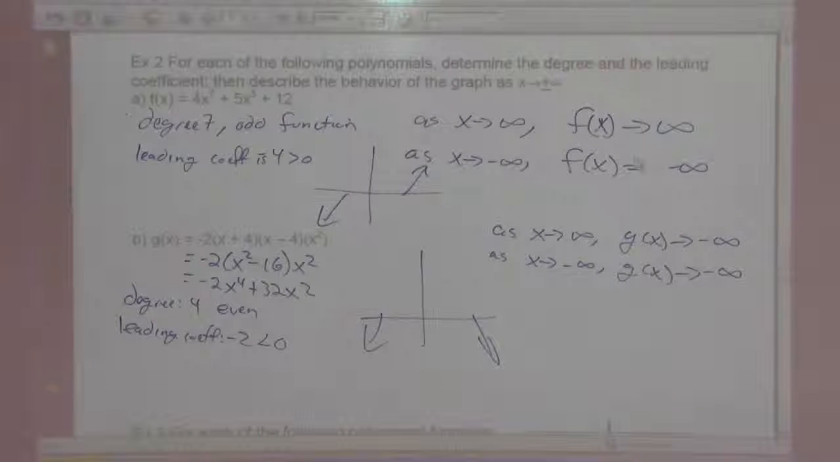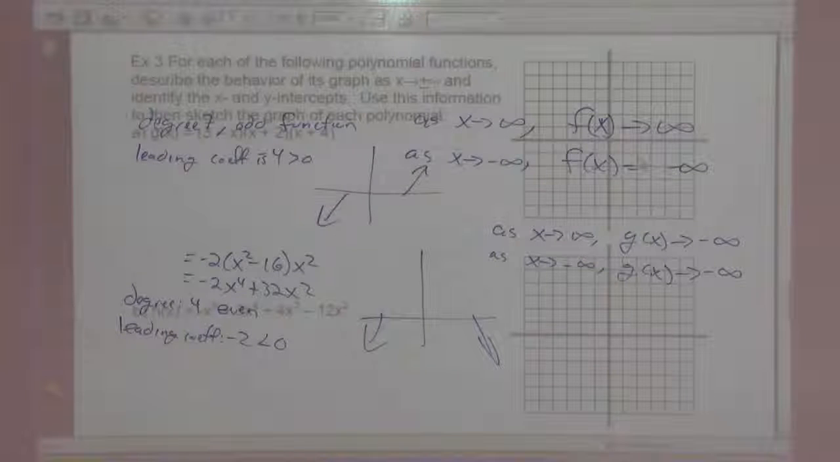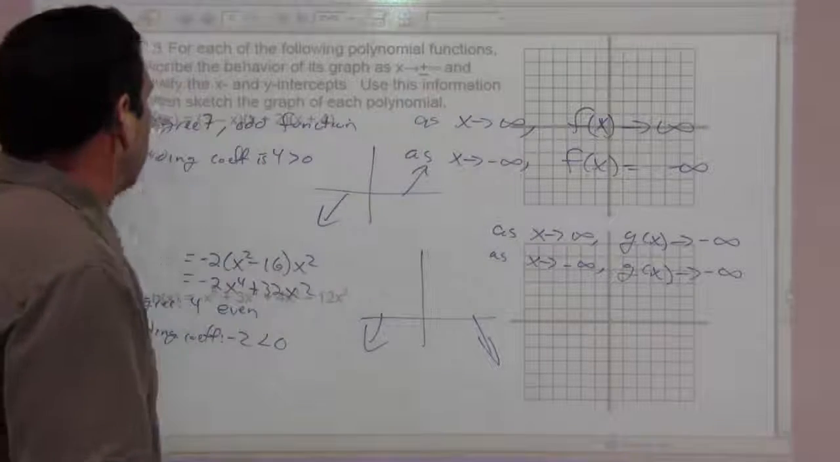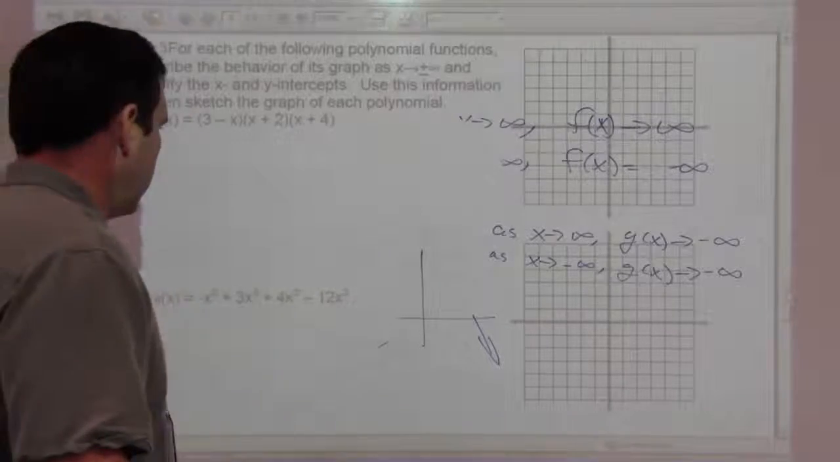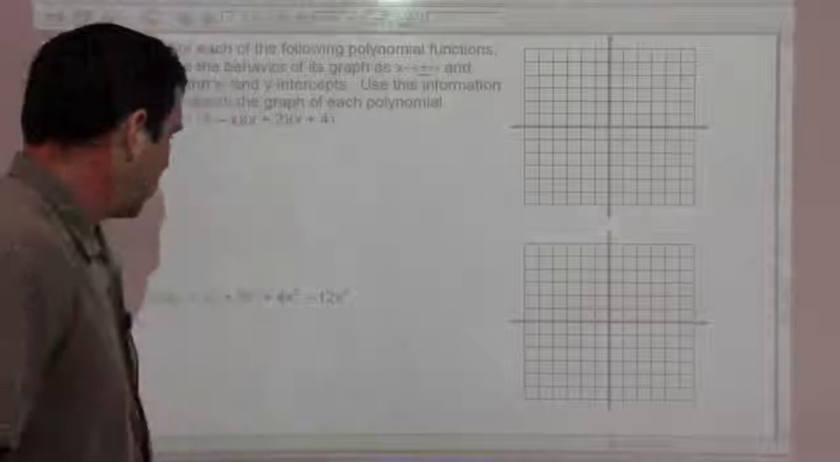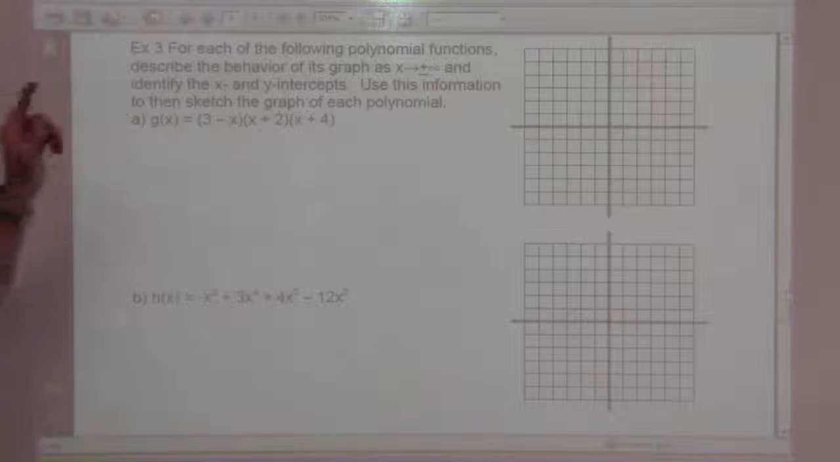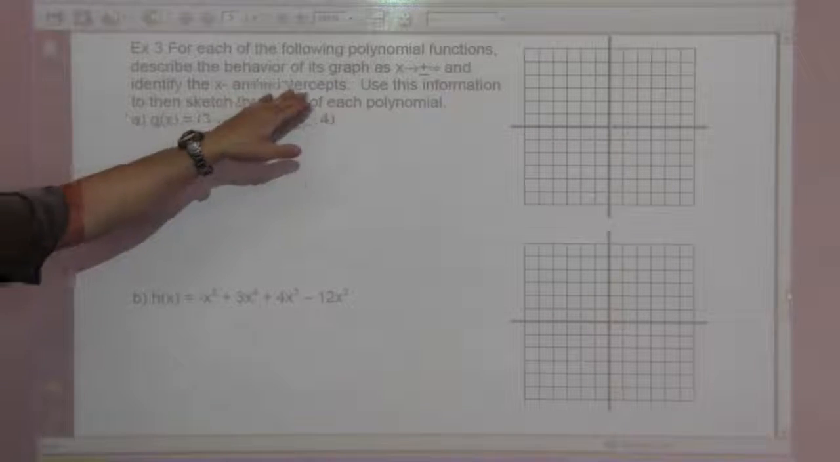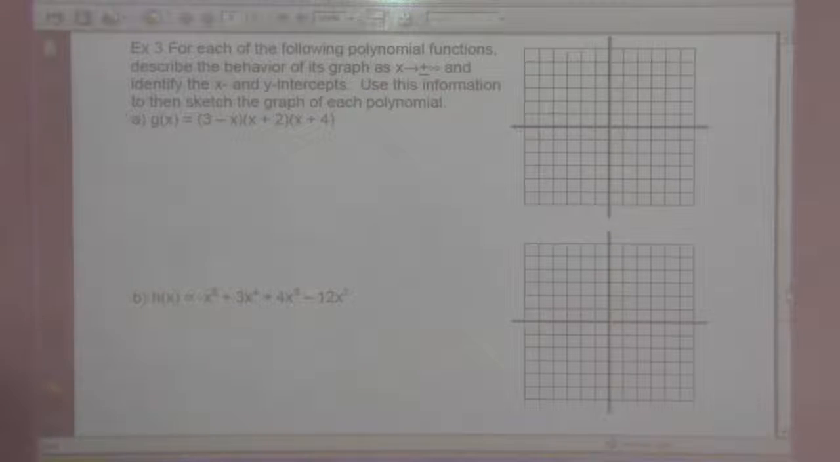Okay, I'm going to go on to the next one. For each of the following polynomial functions, describe the behavior of its graph as x goes to positive, negative infinity, and identify the x and y-intercepts. Use this information to then sketch the graph of each polynomial. Okay.